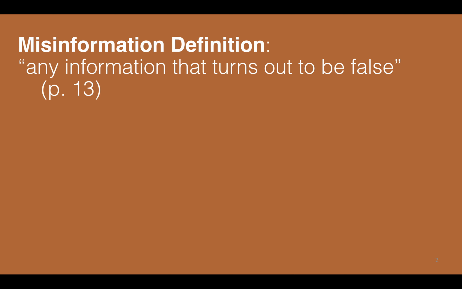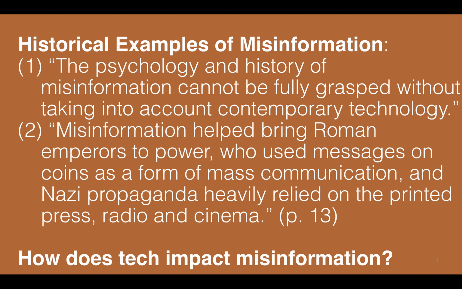Ecker et al. define misinformation as any information that turns out to be false, which is a pretty broad definition. It can contrast with disinformation, which is more intentional. They talk about some historical examples of misinformation, so it's been around for a long time.